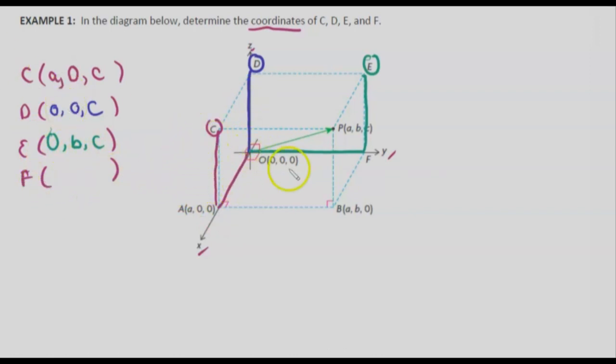Okay, and now F. F is over here. Starting at the origin, we just go to the right, which is in the Y direction. So the only one that we would fill in is B, so 0, B, 0.